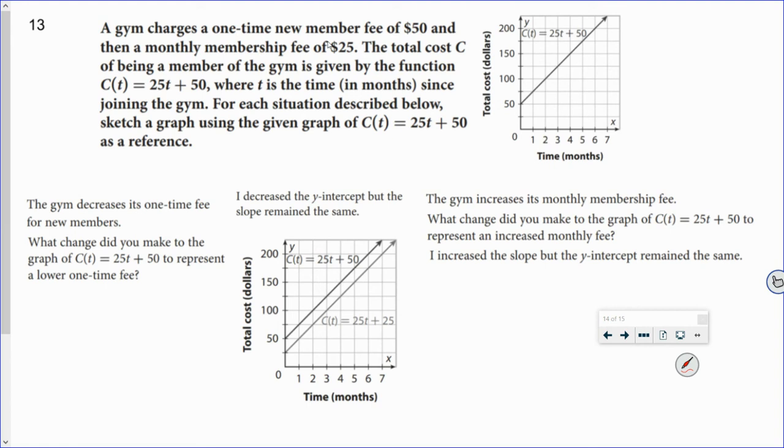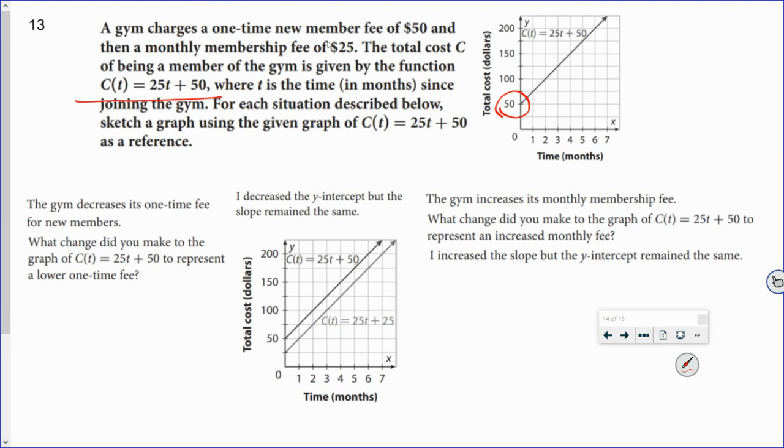The gym charges a one-time new member fee of $50. Now, we've learned over the past several weeks that when I say you charge a one-time membership fee, that's a y-intercept. In other words, we start right there, $50. We're going to charge that right up front. And a monthly membership fee is $25. So that's a constant rate of change, because every month I'm charging $25 more. So the total cost of being a member of the gym is given by this function, C of t is equal to 25t plus 50, in other words, $25 per month, with an initial amount of $50 being charged, the y-intercept of 50. All right, so there's the graph of that, the way it is.